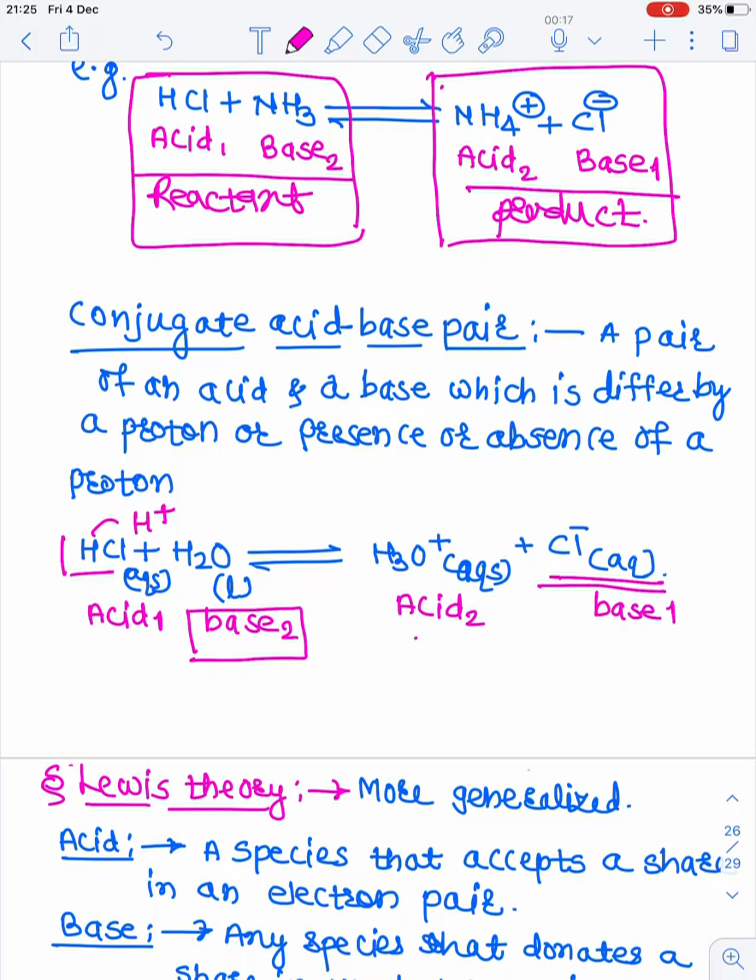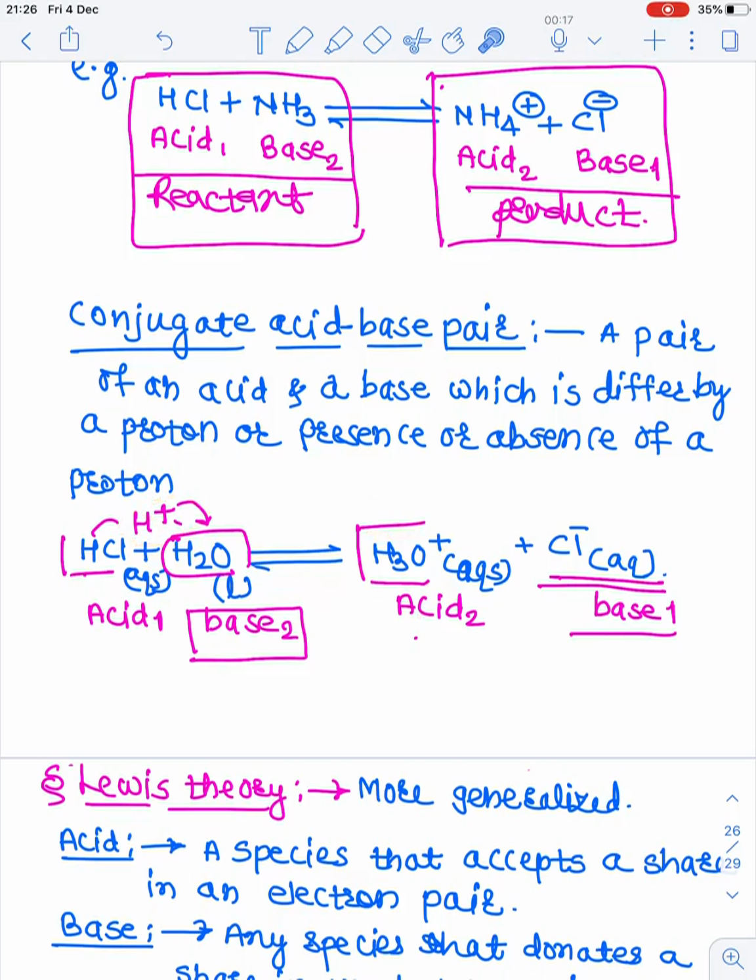Here the H2O molecule accepts a proton, and therefore it gets converted to an acid. That is, whenever an acid donates a proton, it gets converted to a base. Here the conversion of the acid into a base has happened. And whenever a base accepts a proton, then it gets converted to an acid. Here the H3O positive is the acid.